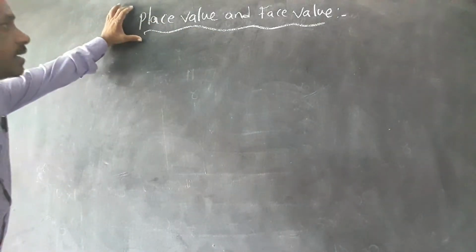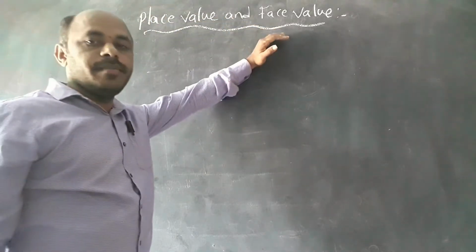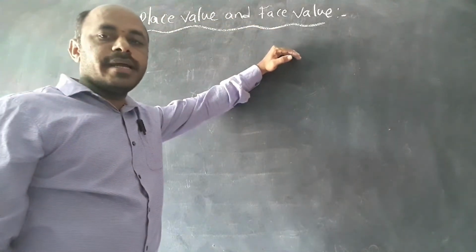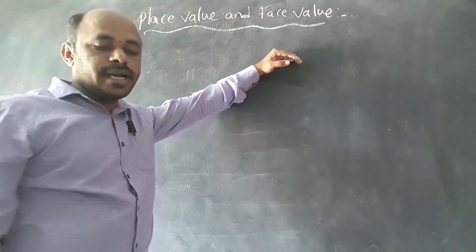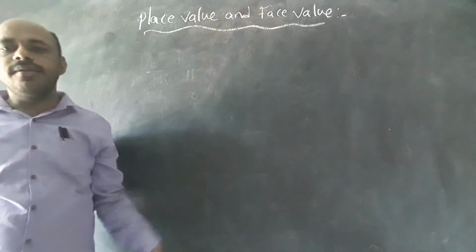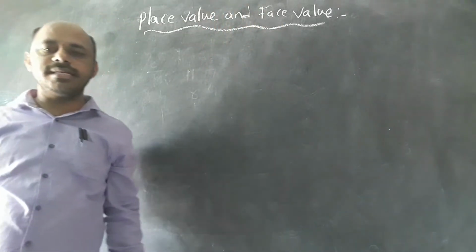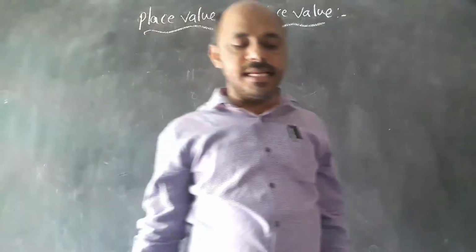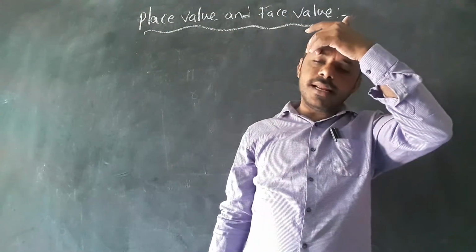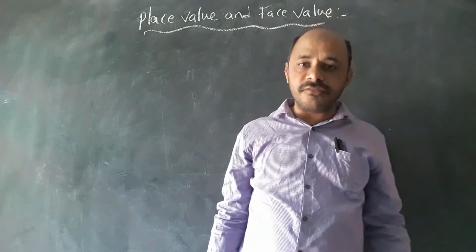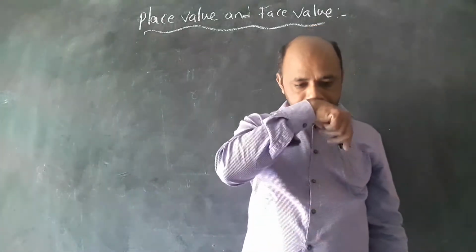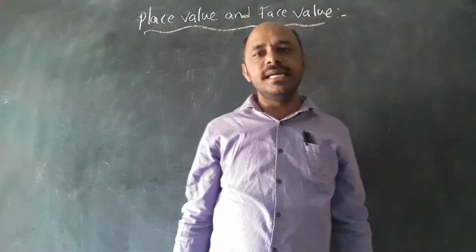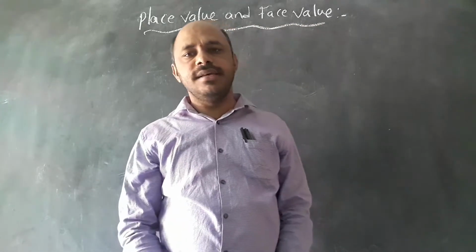Place value was already told. Face value, what does it mean? Whatever number is there, we have to write the number itself, the numerical value. The number itself that we write is the face value. The face value of a digit in a numeral is the value of the digit itself. That is the face value.